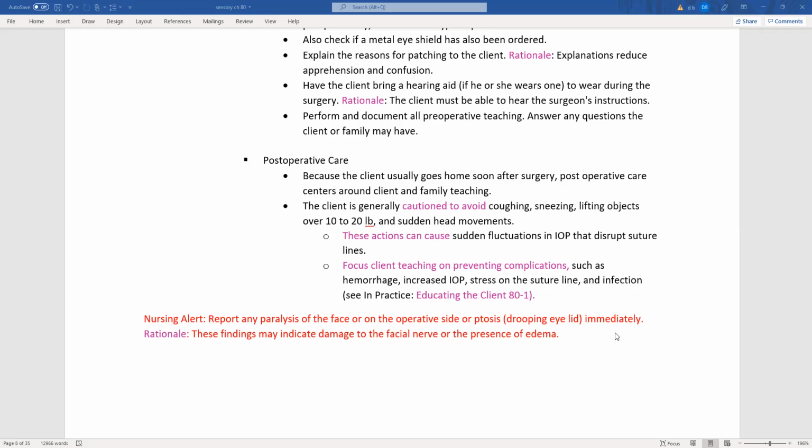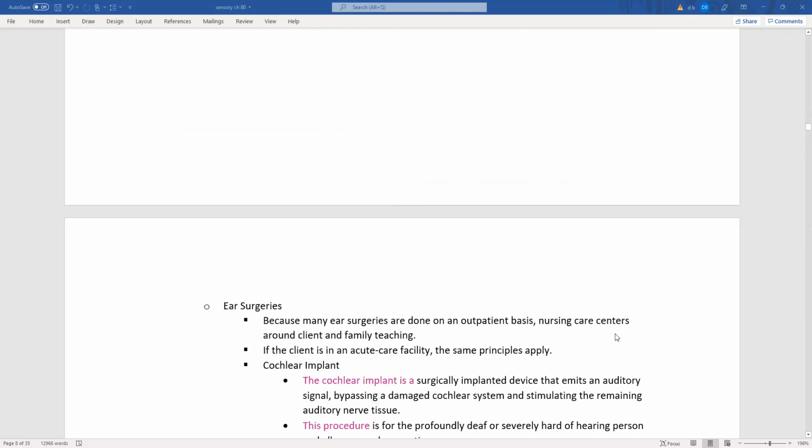Okay? So, nursing alert. Report any paralysis of the face on the operative side or ptosis, which is a drooping eyelid, immediately. Do that immediately. Report any paralysis of the face on the operative side, or ptosis, which is a drooping eyelid, ASAP. Rationale: these findings may indicate damage to the facial nerve or the presence of edema. Okay.